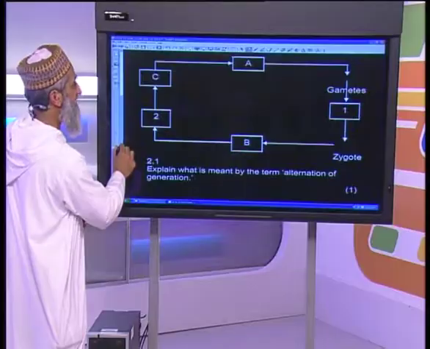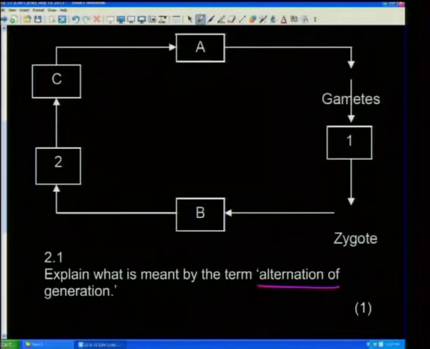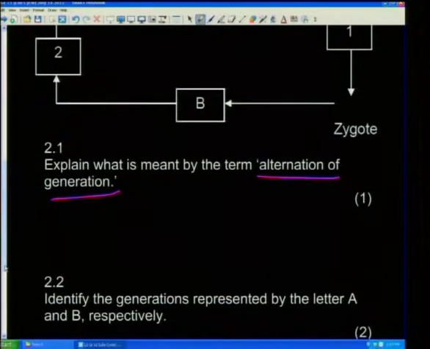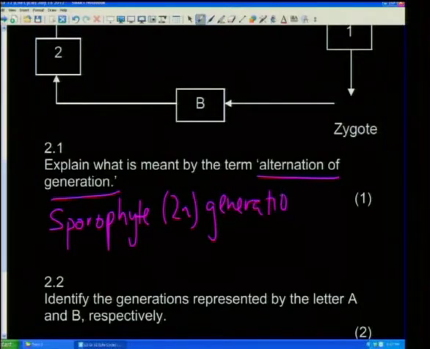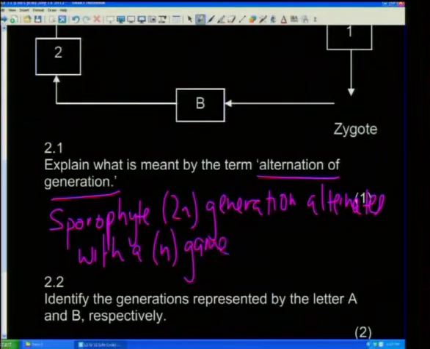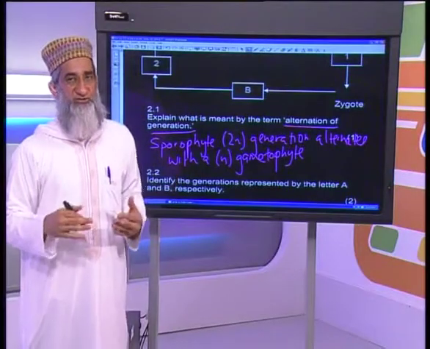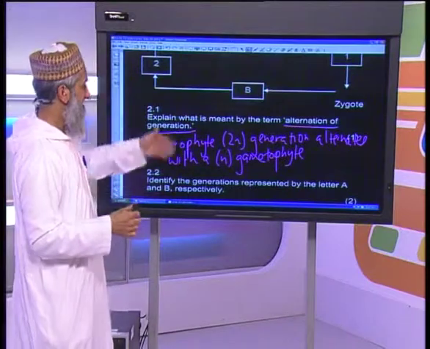So they've given us a nice diagram there. The first question is, explain what is meant by the term alternation of generations. Now, we spoke about this earlier when we did the life cycle. Obviously, it means that a diploid sporophyte generation alternates with a haploid gametophyte generation. In simple terms, guys, this simply means that there are two generations in the life cycle of this organism, and these are the gametophyte generation, which is haploid, and the sporophyte generation, which is diploid.